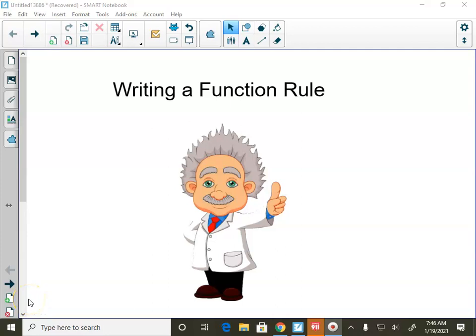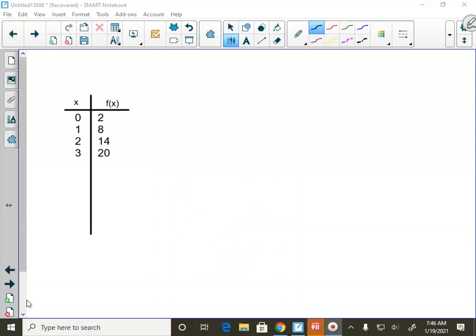In continuing our learning about functions, we're going to learn how to write a function rule today. Okay, here's an example of a function table, and we're going to have to write the rule for this function. So in order to write the rule, you want to check to see what kind of a function it is. So we're going to just do a quick check.